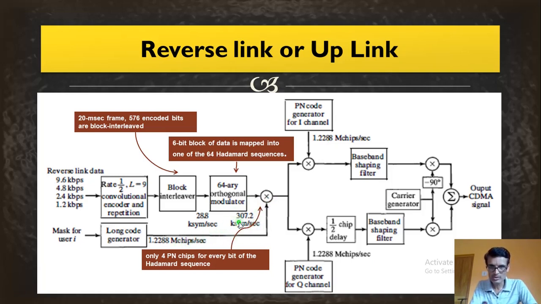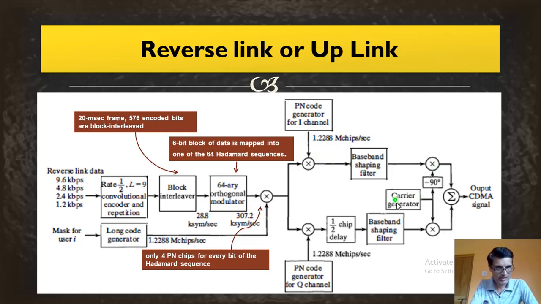If I take the ratio of this to this, I get only 4 PN chips for every bit of this. So 1 bit is multiplied with 4 bits of this. Just divide this by this, that's it. Now the output of that is given to the I channel and Q channel. A PN sequence generator produces a unique PN code for the two channels for a particular user. The data rate is 1.2288 megachips per second, and both are multiplied and expanded to a large bandwidth of 1.25 megahertz.